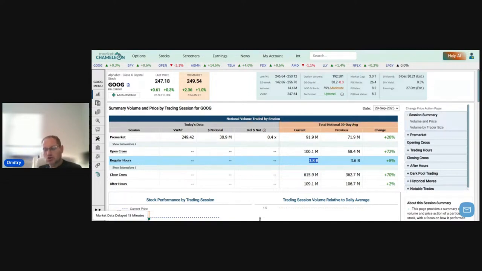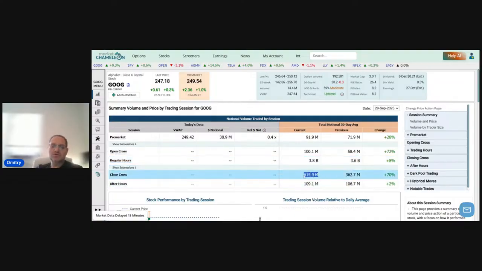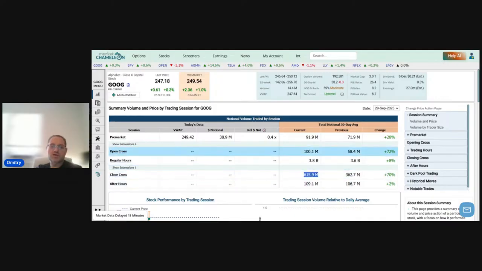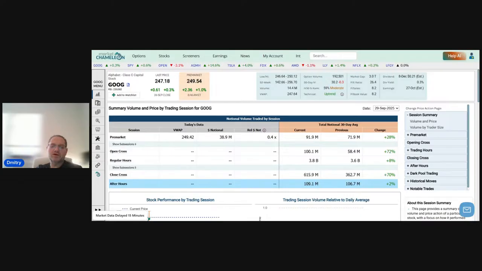Then we have the closing cross, which is $615 million worth of stock. So you can see here that liquidity is much higher than the opening, 6 times, right? $100 million versus $600 million. And then after hours trading, we have about $109 million worth of stock trading after hours. So just a little bit of difference.